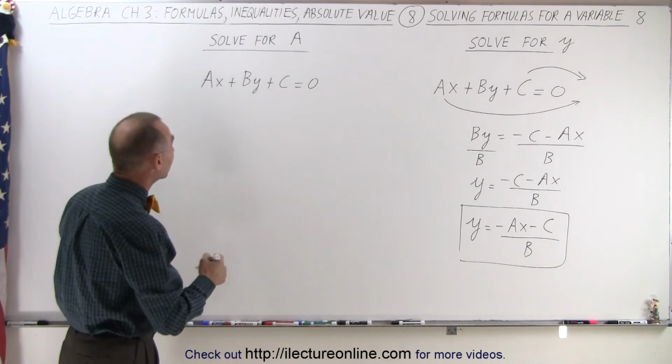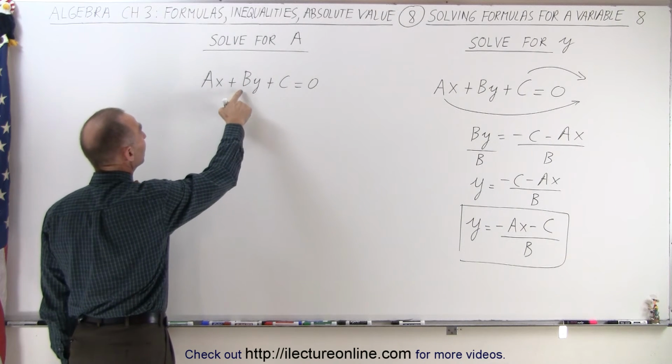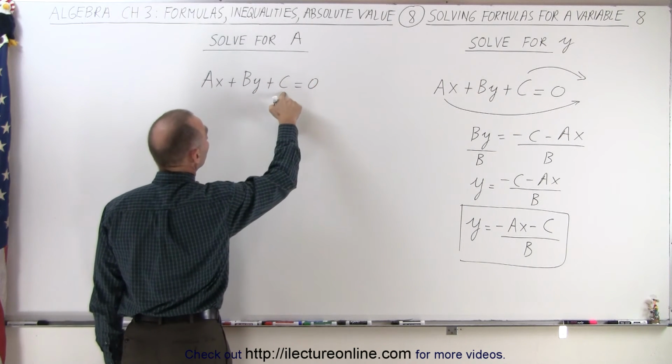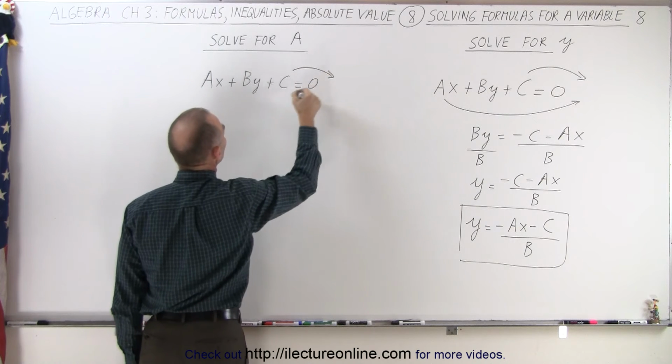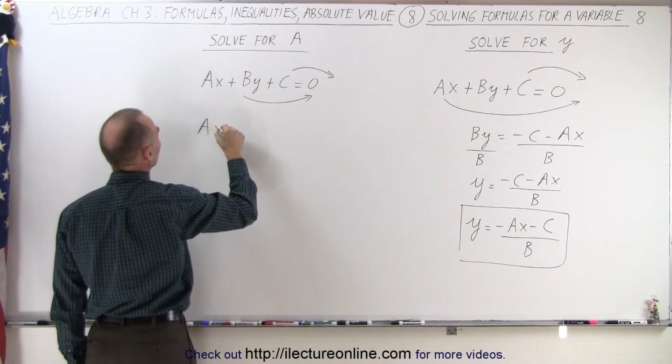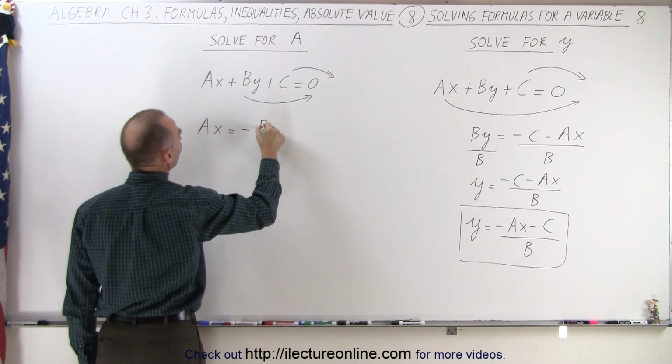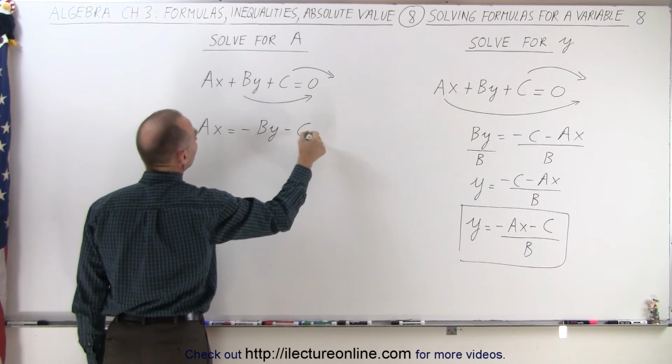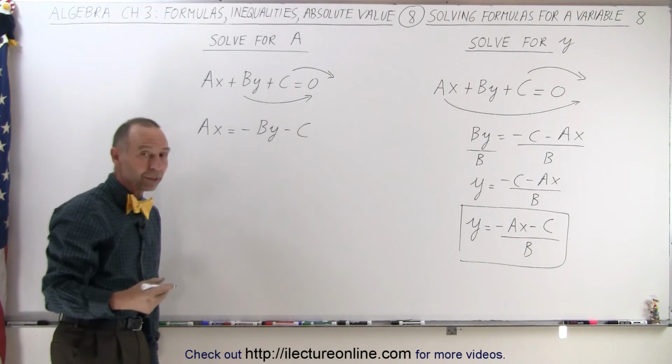On the left side, we're going to solve it for a, which means by must move to the right and so must c move to the right. So c moves this way, by must move this way. So we end up with ax is equal to minus by minus c. When we cross the equal sign, both of them become negative.